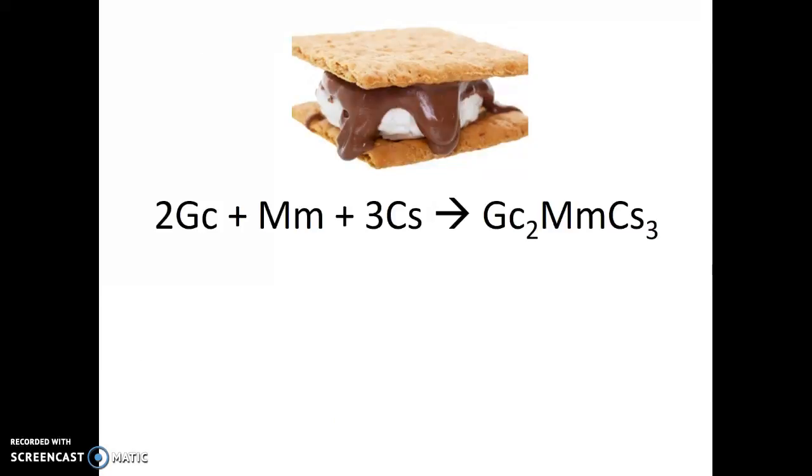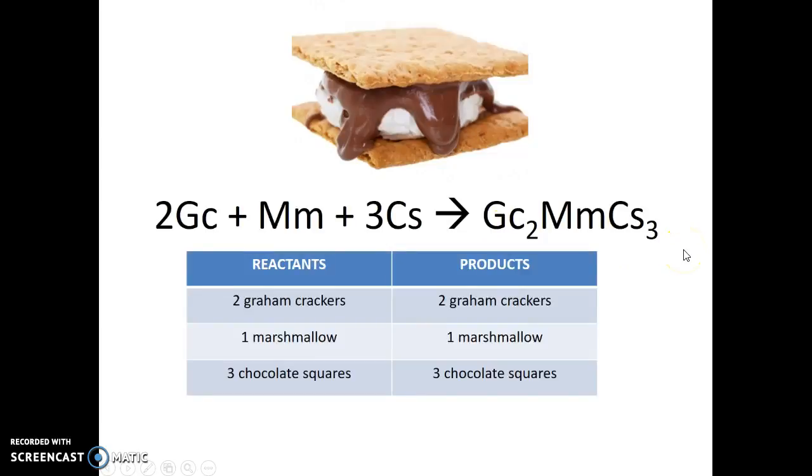So you should have 2 graham crackers, 1 marshmallow, and 3 chocolate squares. And I'd like to point out that there's an invisible 1 right here. We don't really use ones in chemistry. And these 3 pieces yield this, we're going to call this the compound or the s'more itself, which is GC2MMCS3.